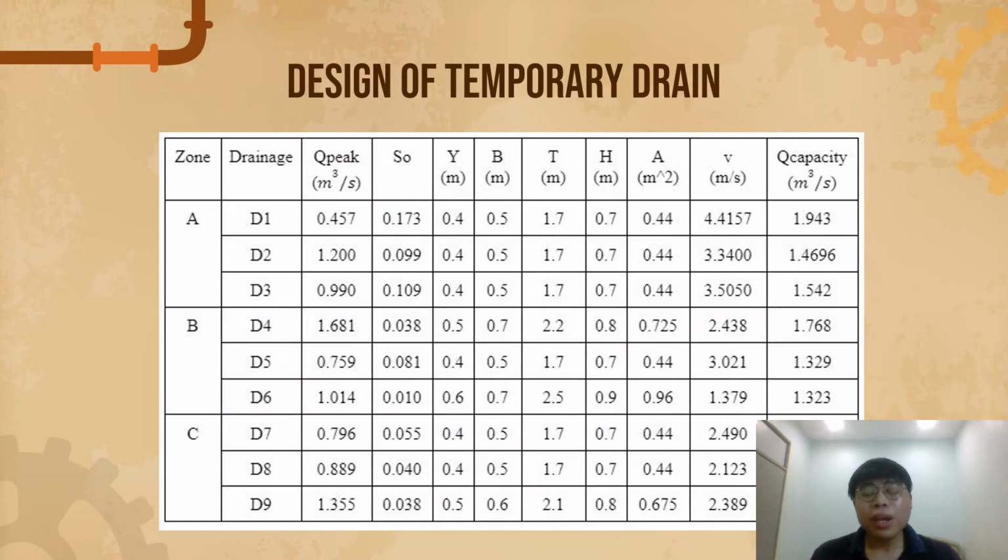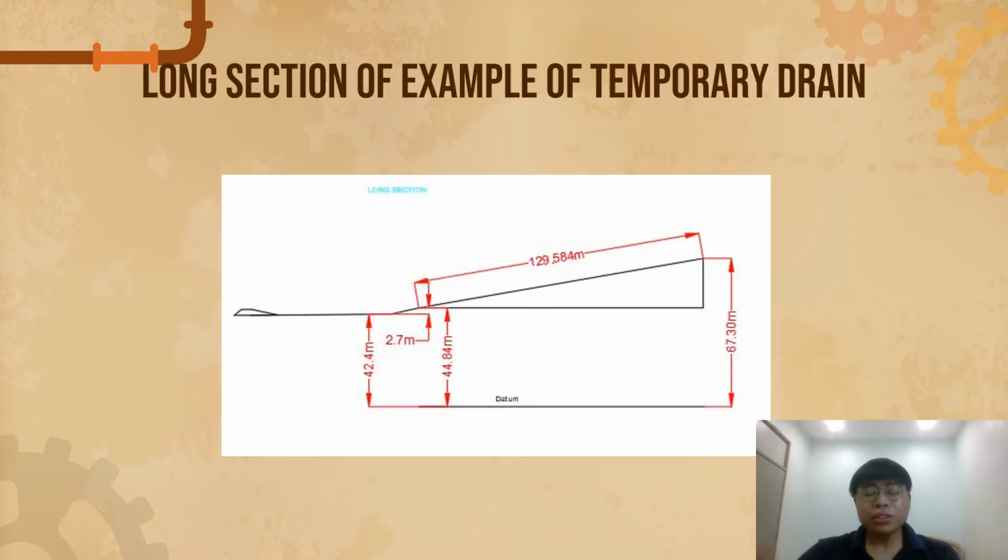This is a table analysis of all the designs of all the temporary drainage. From the formula just now and the similar method applied, we can get the Q capacity for all the drainage. This is a long section example of temporary drainage to prove that the connection between the sediment basin and the proposed drainage is connected, so it does not go below the level of the sediment basin.